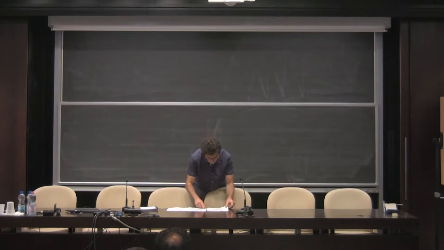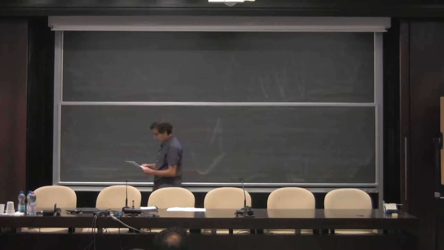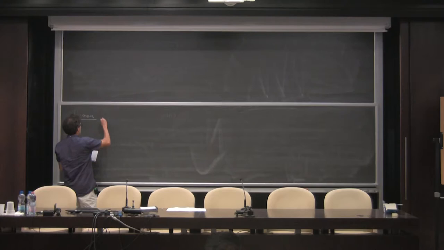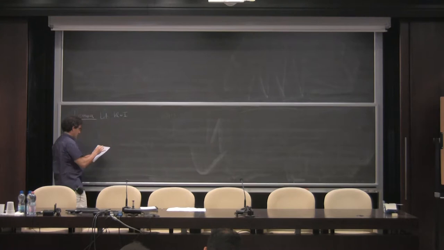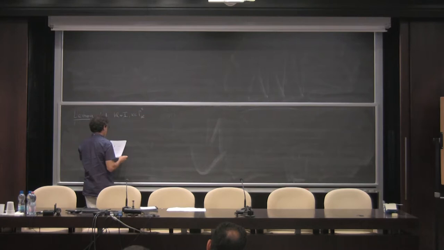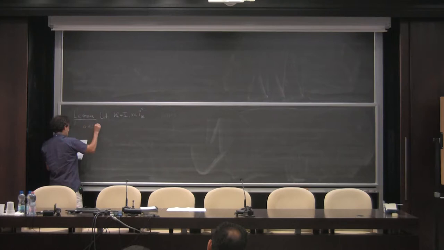Yes, so proof of the lemma. Let me remind you of the lemma that we will prove. I will remind us of the general setting and notation, right? So let K and I, X, gamma S, okay, L, some I between 0 and n, with m I of x.